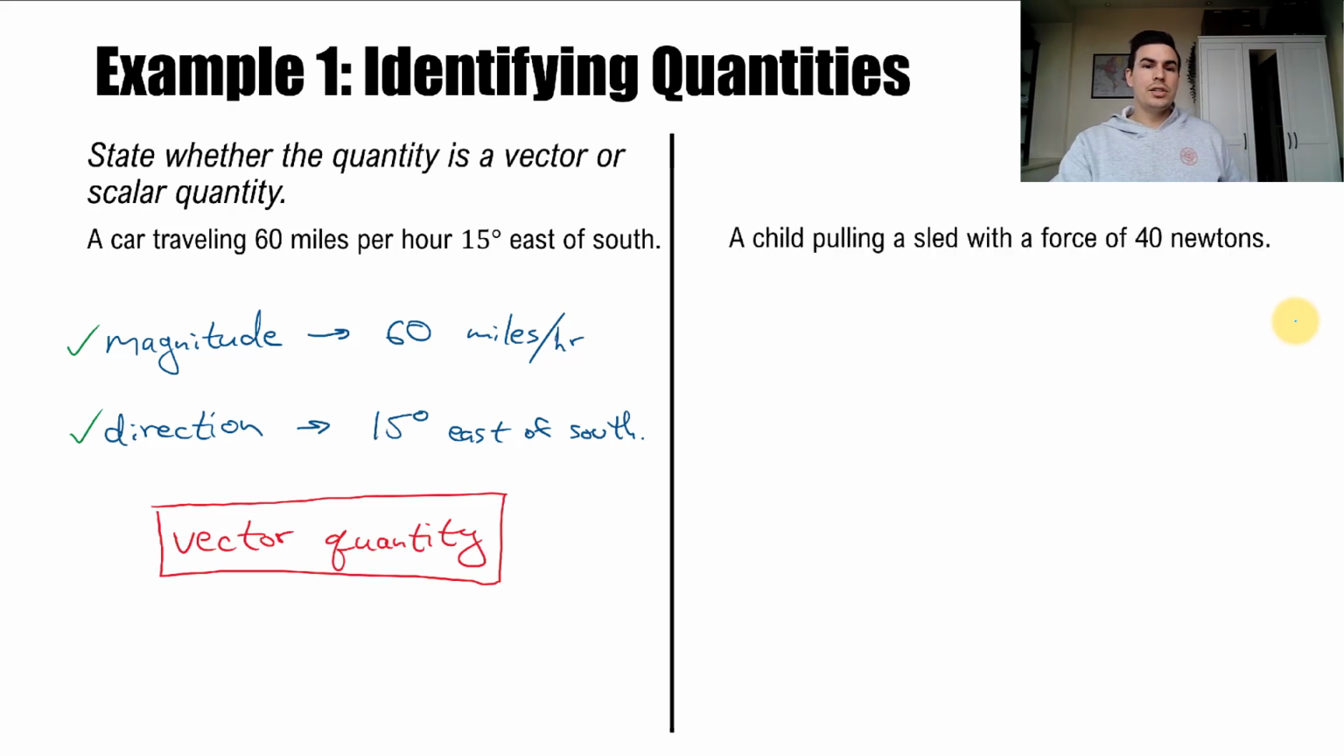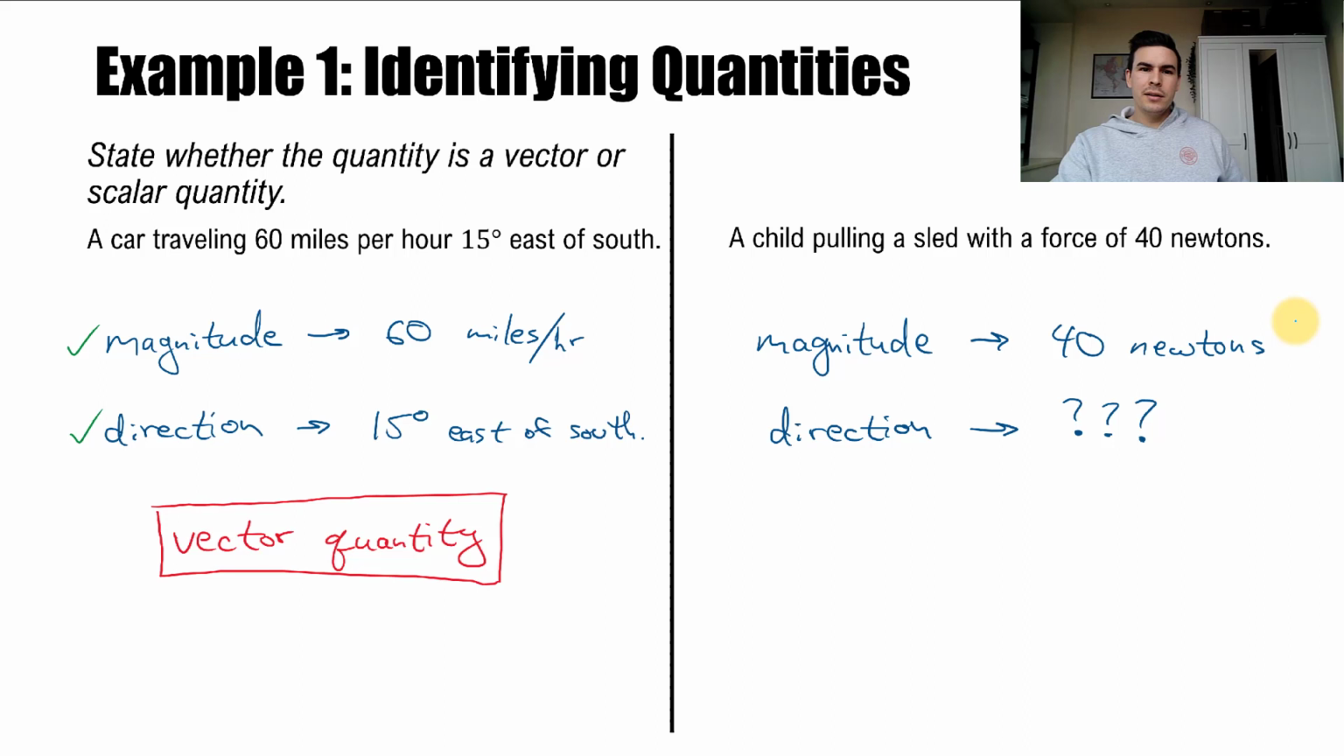Okay, second example, we have a child pulling a sled with a force of 40 newtons. All right, so we have a magnitude, right? We've got 40 newtons, but do we have a direction here? We don't know where this child is pulling the sled, which direction, we don't know that. That only checks one of our boxes, so we're working with a scalar quantity here.